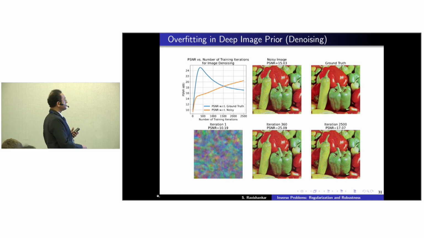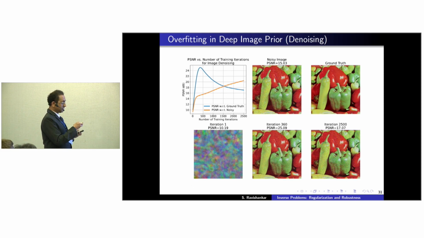As you do the optimization, initially the network output looks like noise, and as you optimize more and more, the PSNR, the peak signal-to-noise ratio, improves. You get more denoised images. But as you iterate over and over the network optimization, you get really the noisy image in the very end. So that's the overfitting: you get a denoised image at some point, but after some time, it just gives you the noisy image itself.